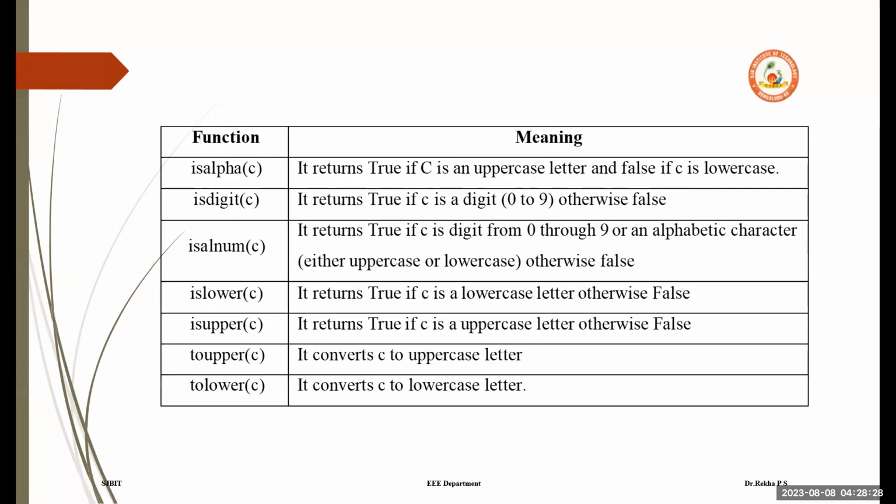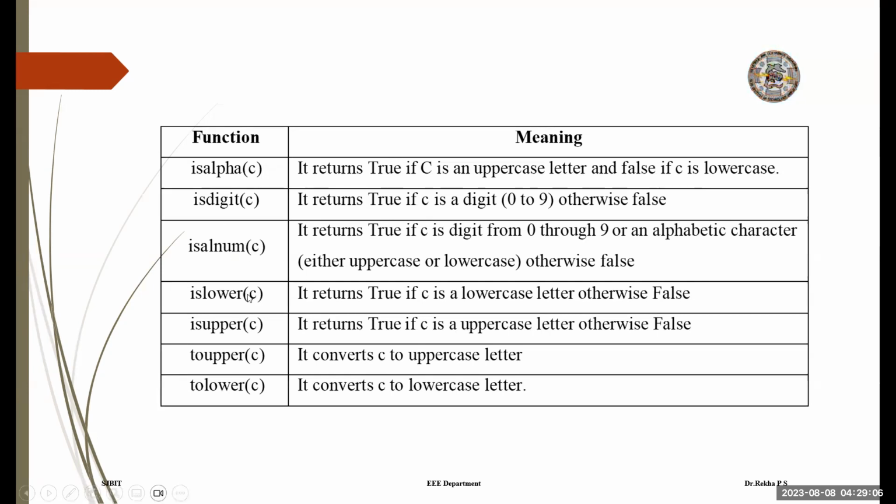They are, you can see, isalpha. The function isalpha takes one parameter c. It returns true if c is an alphabetic letter and false otherwise. isdigit returns true if c is a digit 0 to 9, otherwise false. isalnum(c) returns true if c is a digit from 0 to 9 or an alphabetic character, either uppercase or lowercase.